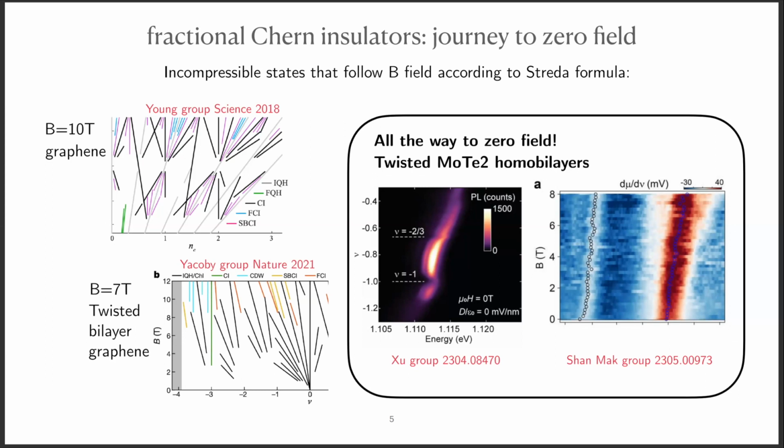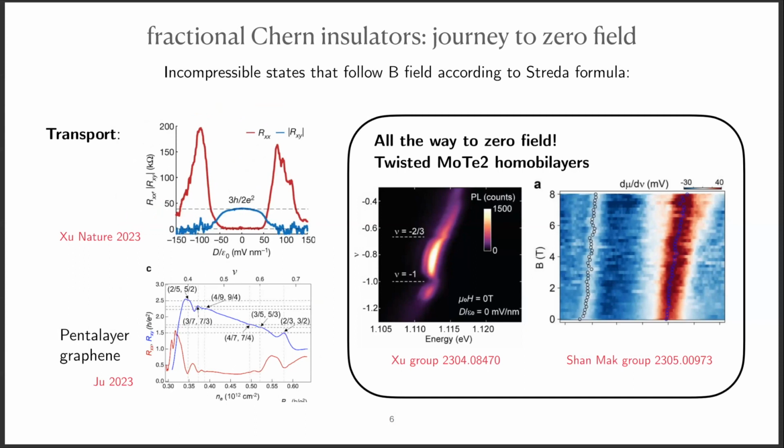Okay, so these were the first experiments, which are basically thermodynamic, based on the Streda formula. You know how the gap changes with the magnetic field; you can tell that there's a fractional anomalous Hall effect. But also in transport, we have seen that these fractions show up, and even in pentalayer graphene now, many different fractions.